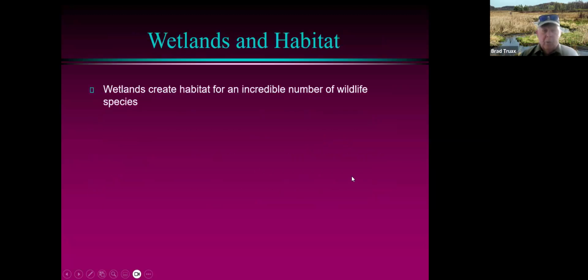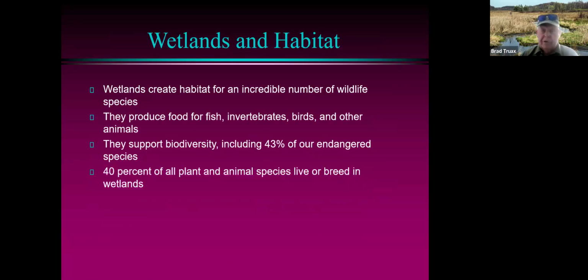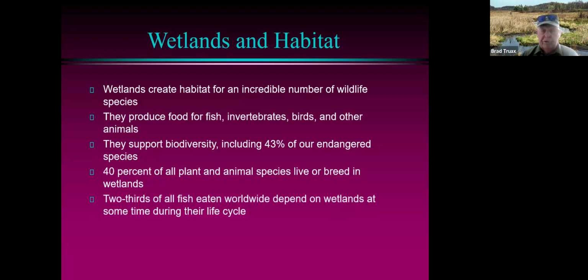Incredible. So again, wetlands create the habitat for an incredible number of wildlife species. They produce food for fish, for invertebrates, for birds, and many other animal species. They support biodiversity, including 43% of our endangered species. And actually, 40% of all plant and animal species live or breed in wetlands as part of their life cycle. And 2/3 of all fish that are eaten worldwide depend on the wetlands at some time during their life cycle. That's a pretty striking number. And wetlands also are corridors for migrating birds and many other animals that are migrating.